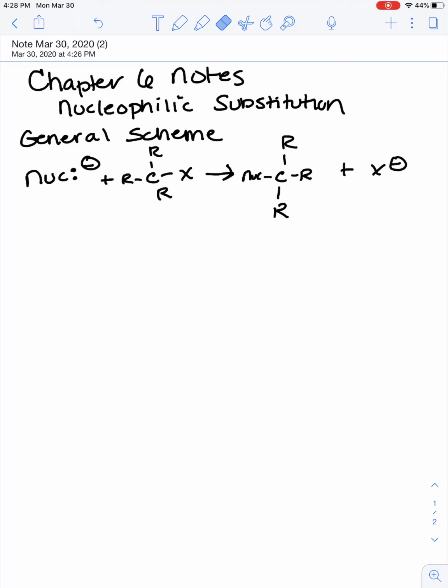Hi everyone, today we're going to get started on chapter 6. In chapter 6 we will be talking about substitution reactions. So we're going to be looking at SN2 reactions and SN1 reactions. Looking here we can see a general scheme.